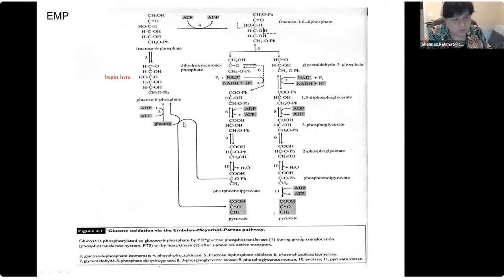So this arm shows you group translocation. Glucose, as it is entering, is being phosphorylated by phosphoenol pyruvate and converting to glucose 6-phosphate. But glucose can be transported without being phosphorylated, and in this case, you will be using up an ATP to make it into glucose 6-phosphate. So there are two mechanisms of glucose transport, whether it uses an ATP to phosphorylate it, or it uses the PEP to phosphorylate it. You will come up with the precursor to this whole EMP, which is your glucose 6-phosphate.